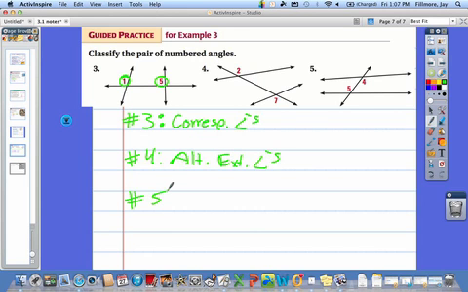And for number 5, well, they're not corresponding because they're on different sides, so they can't be corresponding. They're not on the exterior, so they're not alternate exterior. So they're either alternate interior or consecutive interior because they're on the inside. And I'm going to go ahead and classify them as alternate interior because they're on different sides of our transversal. So that's going to be alternate interior angles.